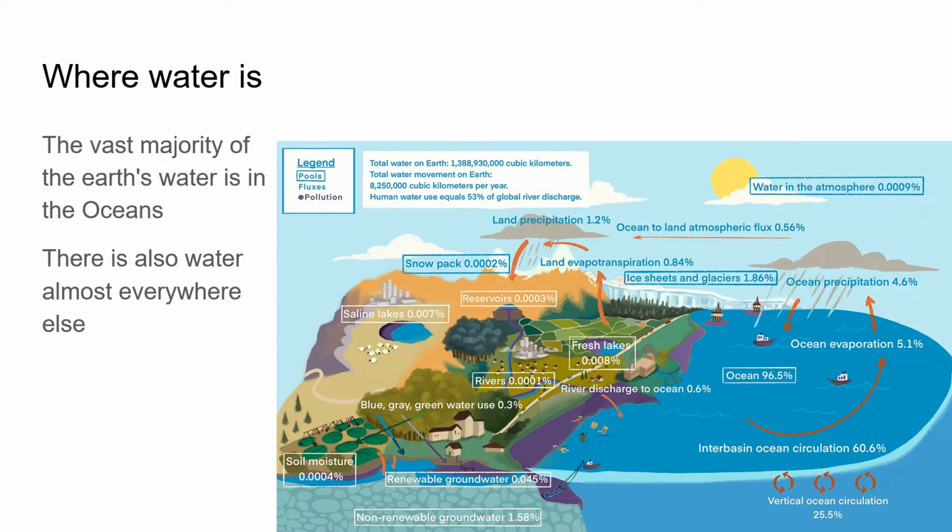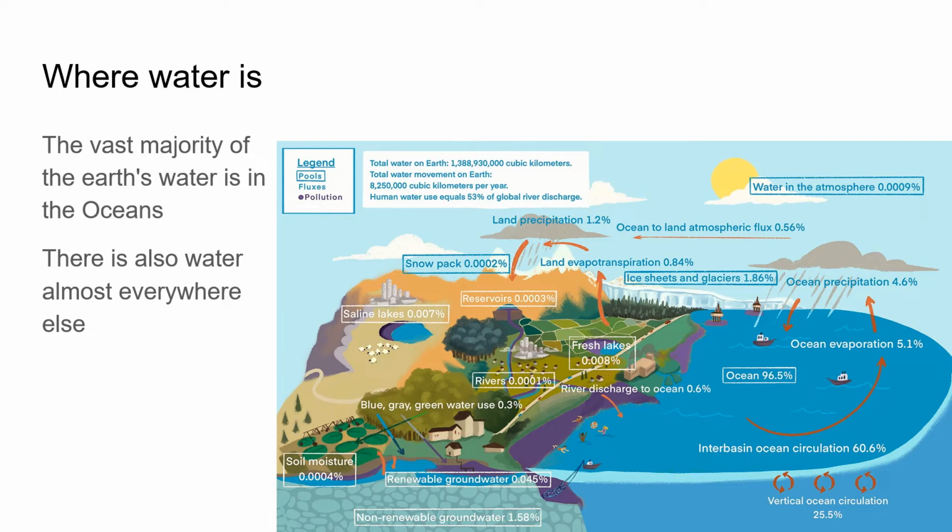So the vast majority of the Earth's water is in the ocean, as you can see from this somewhat more detailed version of the last infographic. The last one was pretty much just a picture. This is more of an infographic, and we can see that the vast majority of the Earth's water is in the ocean, but there also is water everywhere else, right?